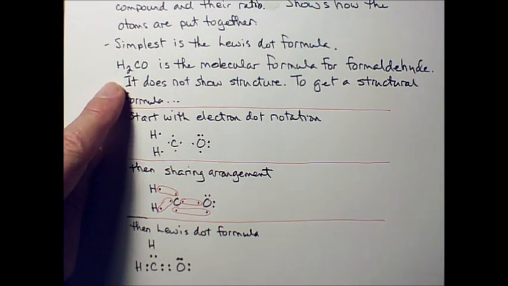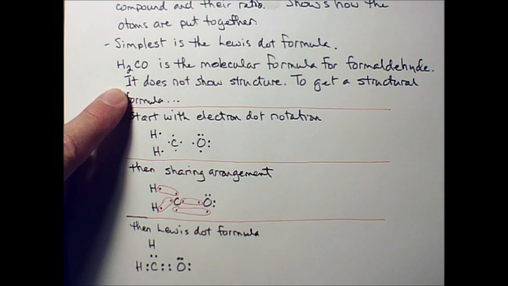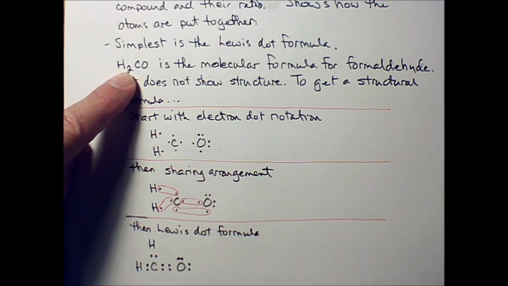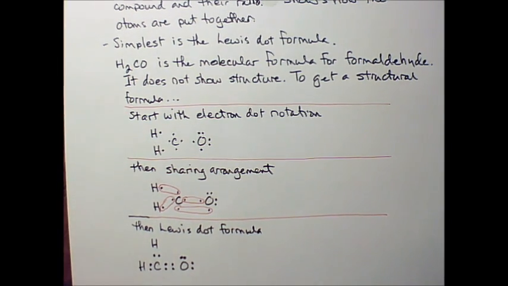H2CO, capital H, capital C, capital O, is the molecular formula for a compound known as formaldehyde. It's the stuff in a lot of biological laboratories where animal parts are stored in a liquid that's formaldehyde. This formula, though, doesn't show the structure. It only shows how many hydrogens, carbons, and oxygens there are, and their ratio. For every 2 hydrogens, there's a carbon and an oxygen. So it shows the ratio.